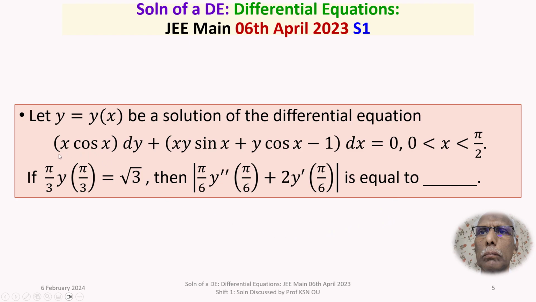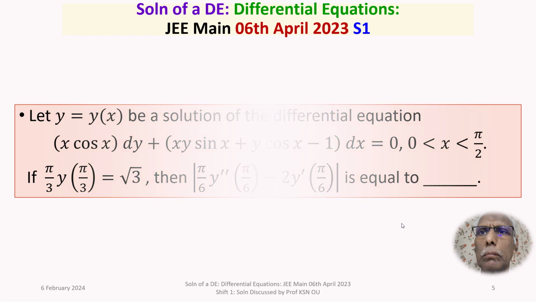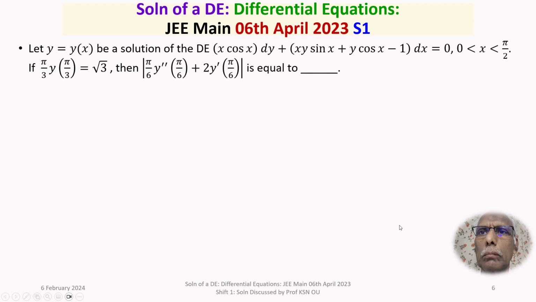So we are given a differential equation, and y = y(x) is a solution of this differential equation. It is further given that (π/3) times y at π/3 is equal to √3. Then we are required to find the value of the modulus of (π/6) times y'' at π/6 plus 2y' at π/6. We now discuss the solution of the problem in detail.